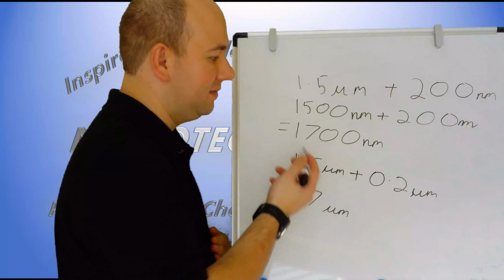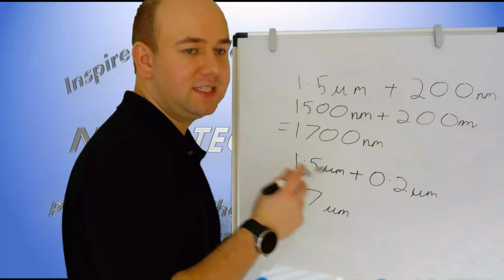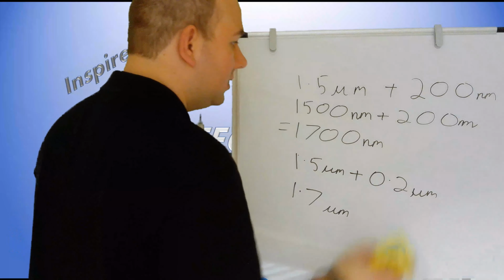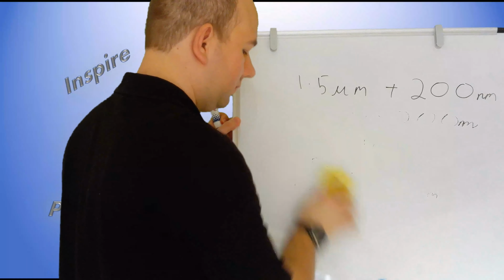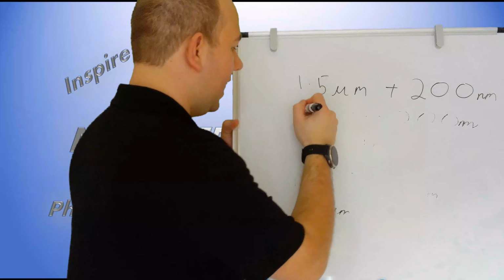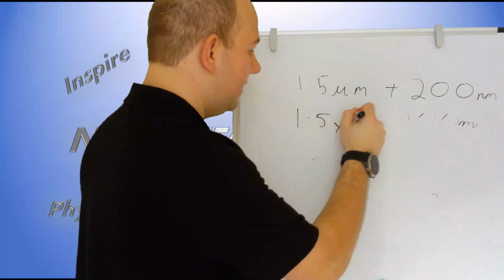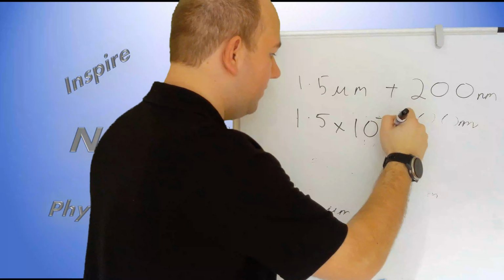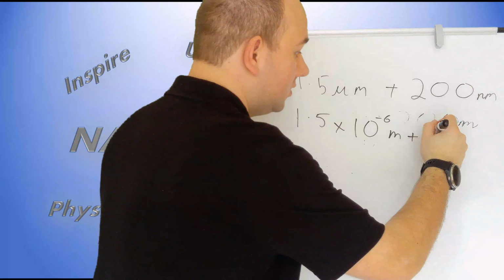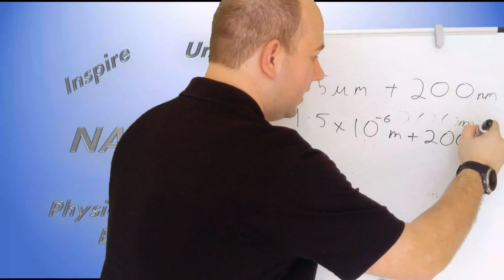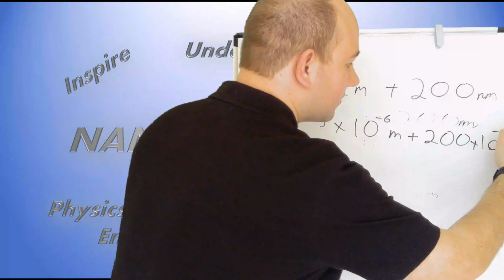So if we were going to convert this into meters, obviously we'd have to put a lot of noughts in. This is where doing maths using the scientific notation of times 10 to the power becomes useful. So we can write these two numbers in meters, so that's 1.5 times 10 to the minus 6 meters, and we want to add that to 200 times 10 to the minus 9 meters.